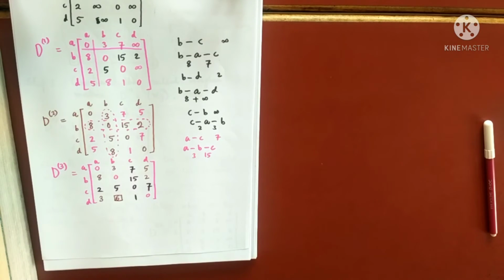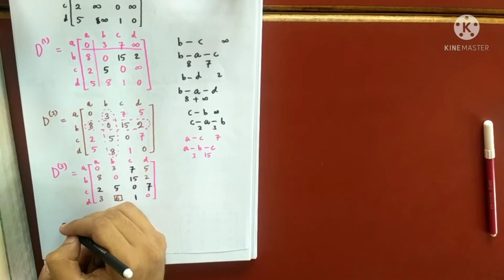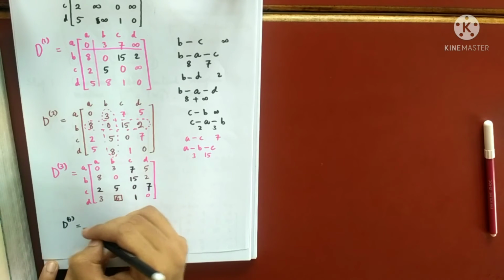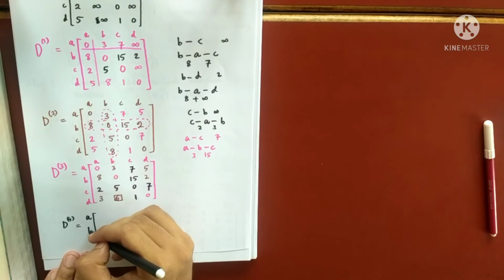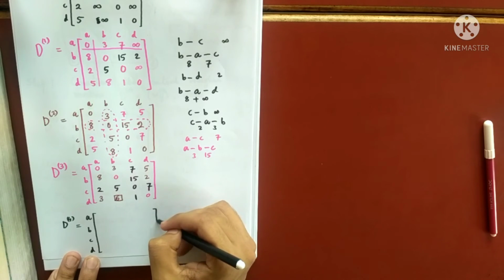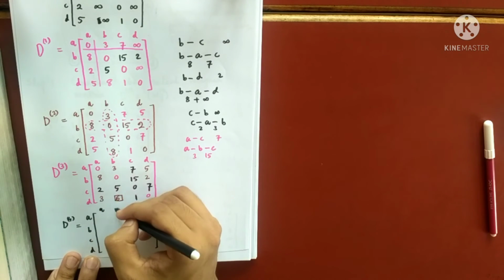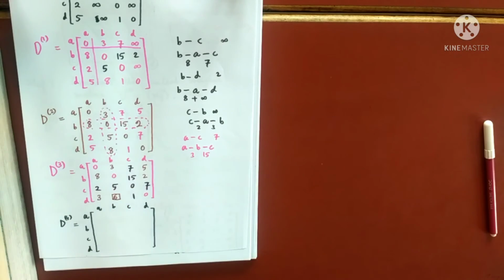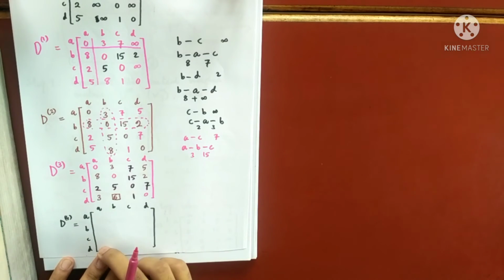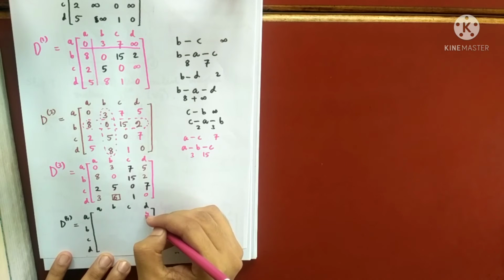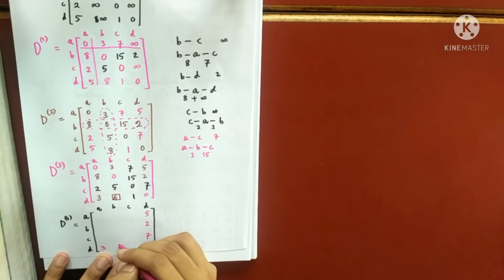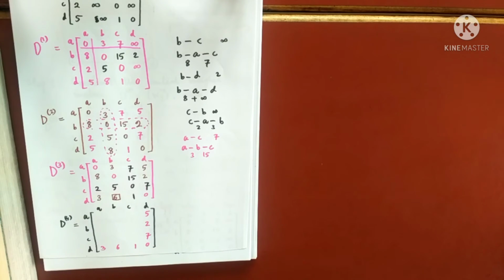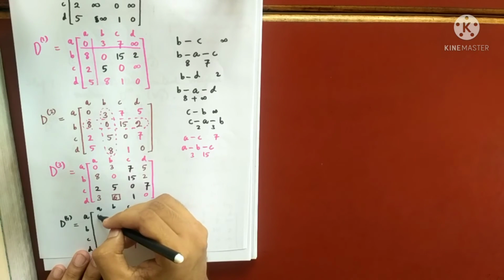So let's very quickly do D4. I'll do it very quickly here. D4. Just like this. So A, B, C, D. So again A, B, C, D. So what is this? Third, fourth row and fourth column will not change. So 5, 2, 7, 0, 3, 6, 1, and rest all this diagonal will always be 0.